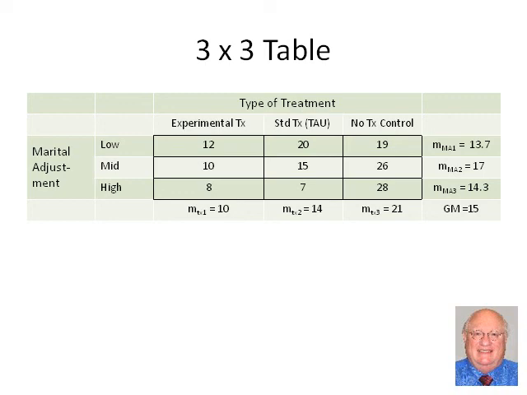The number in the lower right of the display, 15, is the grand mean. Notice that it is the mean of the means in both directions. It is the mean of the marginal means for type of treatment, and it is the mean of the marginal means for marital adjustment. We will continue with this example of a two-way factorial ANOVA in the next class.